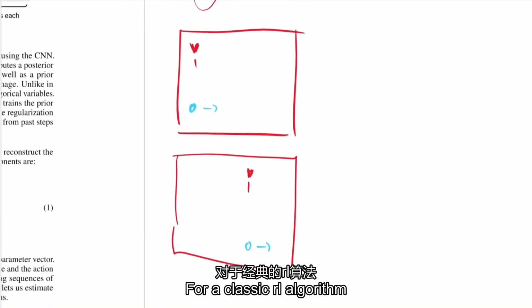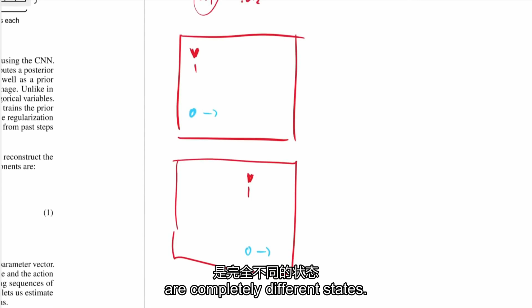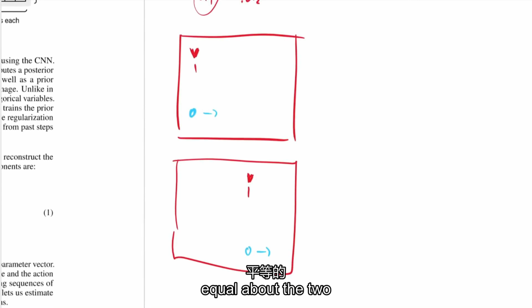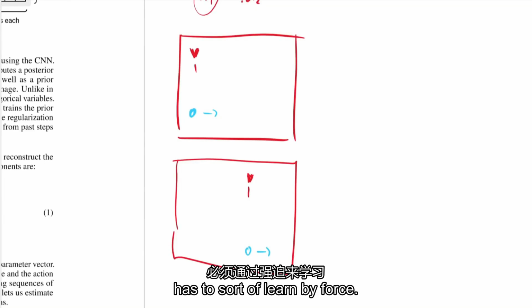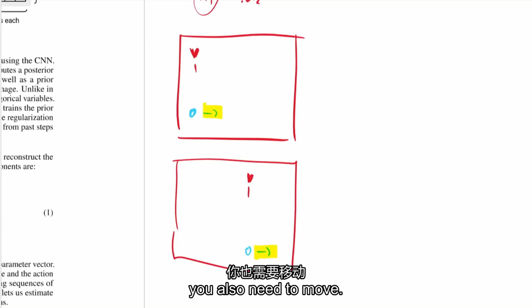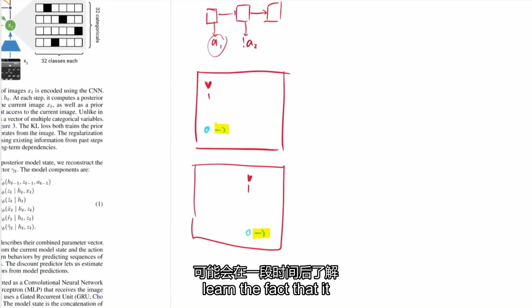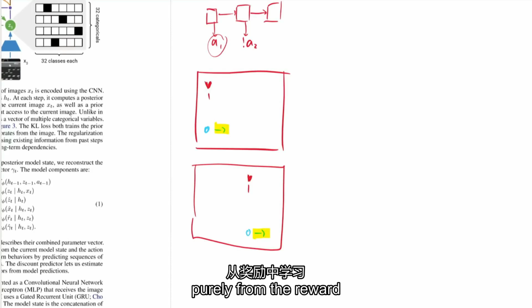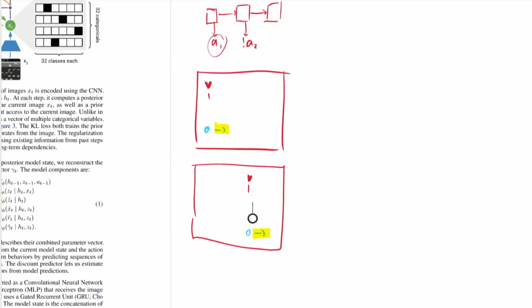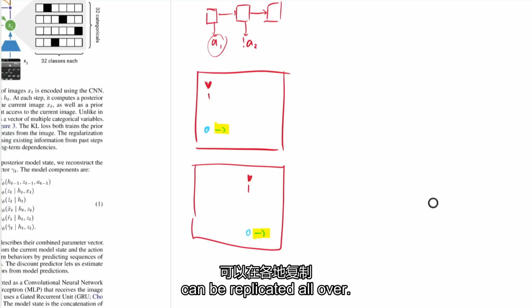For a classic RL algorithm, these two things are completely different states. There's nothing equal about the two. This is a completely different thing. And it has to learn by force: in this situation, you need to move. And in this situation, you also need to move. Now, given that it is a convolutional neural network, it might, after a while, learn the fact that these two situations have something in common. But in essence, these are two different things. And you have to learn purely from the reward, purely from the fact that you're going to die if you don't move, to get out of the way in two situations. And of course, this situation can be replicated all over.